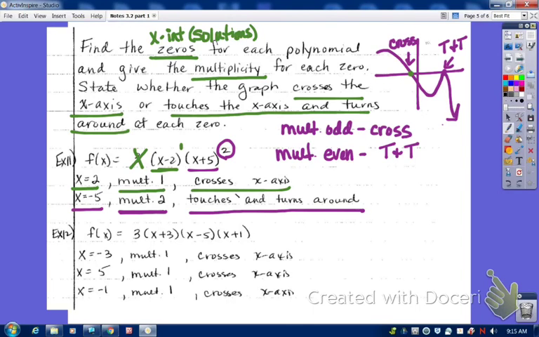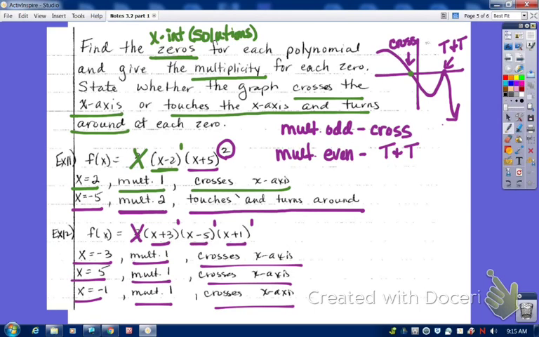So glance down at example 12. It's already factored for you. You don't look at any factor that doesn't have an x, so you won't look at that 3. X plus 3, x minus 5, and x plus 1 all occur one time. So you see all the multiplicities are 1. And that means they all cross the x-axis. They don't touch and turn. You'll just set each one of those equal to 0 to find your x-intercepts.